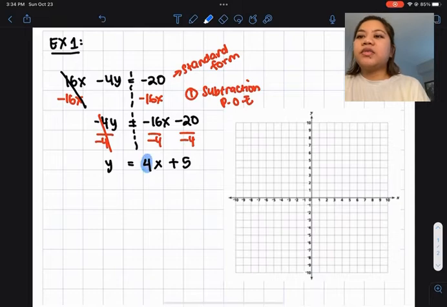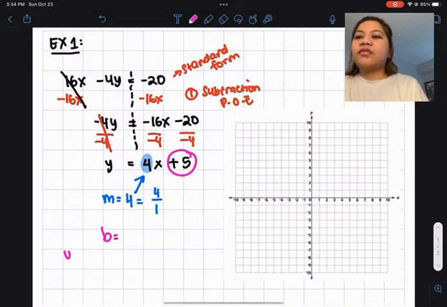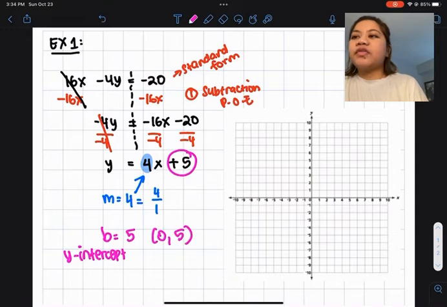Now I know the slope. The slope is the number next to x, which is 4. I'm going to write 4 over 1, so it's easy for me to graph. And the y-intercept is 5. Or I can write it as (0, 5). That means my first point I will plot on the graph is when I go to the y-axis, I'm going to find number 5. That's the y-intercept.